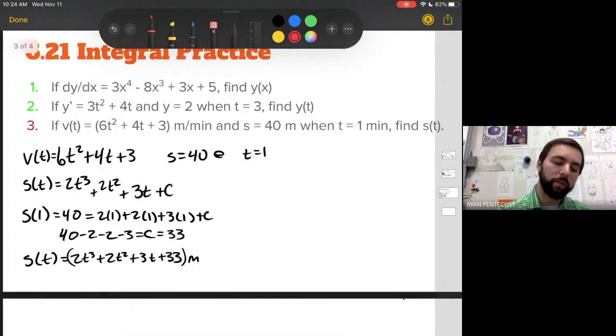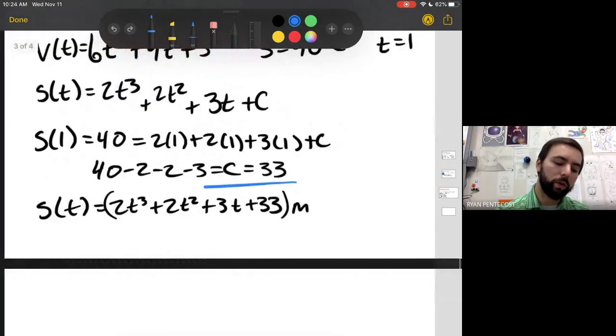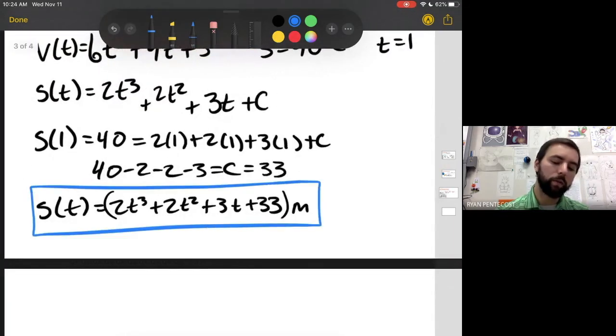And when it gives you that information, right? When you have meters, you have minutes, you really need to include your units on that function. If the units are given, your correct answer is going to also need units. So make sure that you are giving your units when you solve that kind of equation.